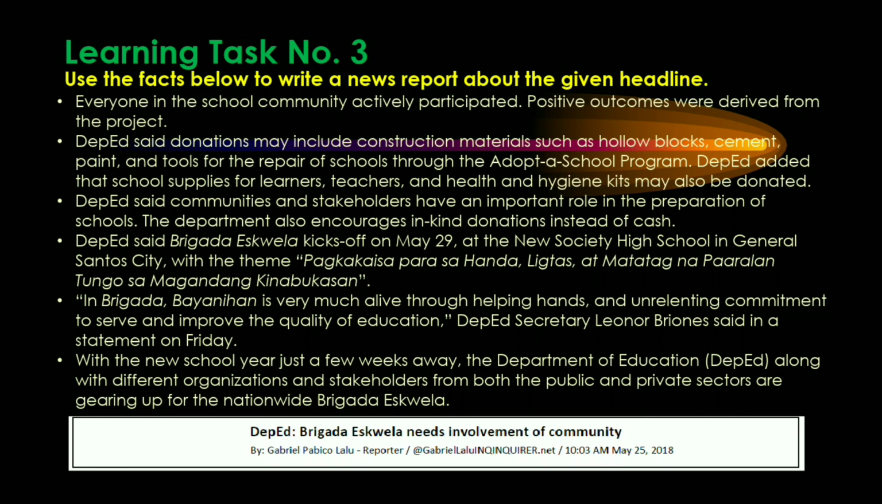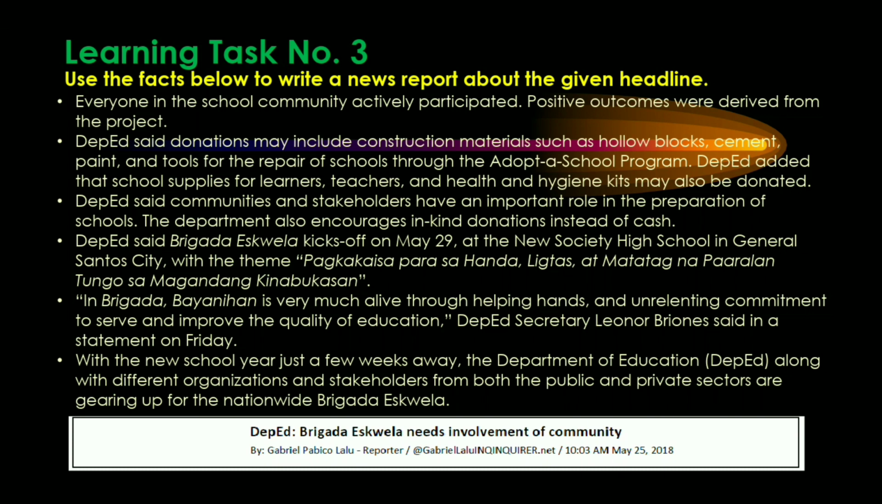DepEd said donations may include construction materials such as hollow blocks, cement, paint, and tools for repair of schools through the Adopt-a-School program. DepEd added that school supplies for learners, teachers, and health and hygiene kits may also be donated. We also have: DepEd said communities and stakeholders have an important role in the preparation of schools, so the department also encourages in-kind donations instead of cash.